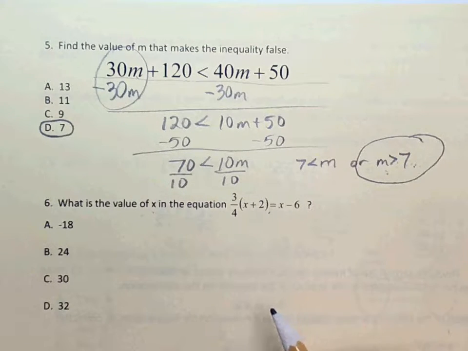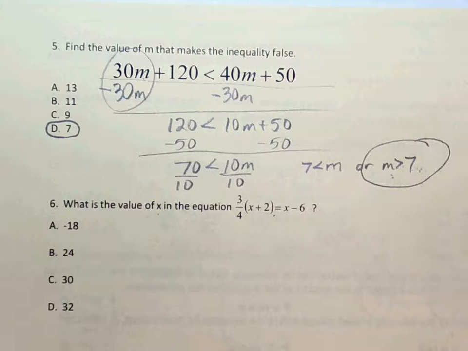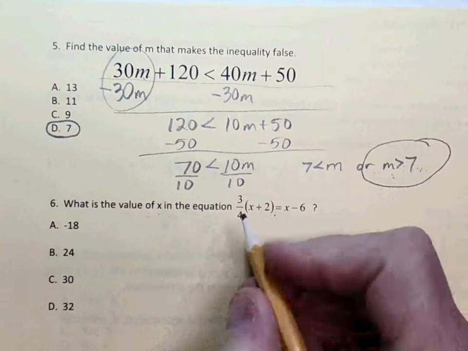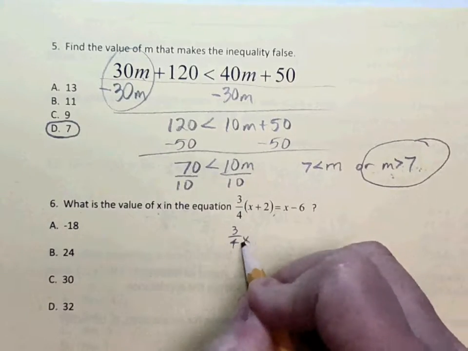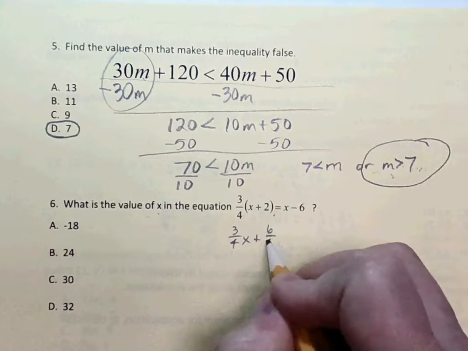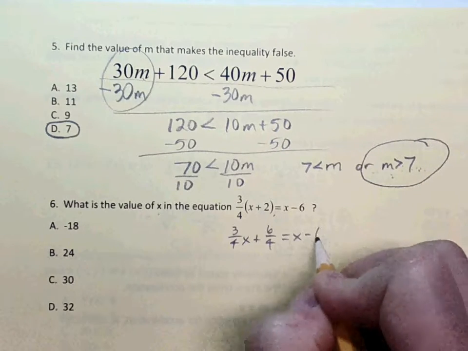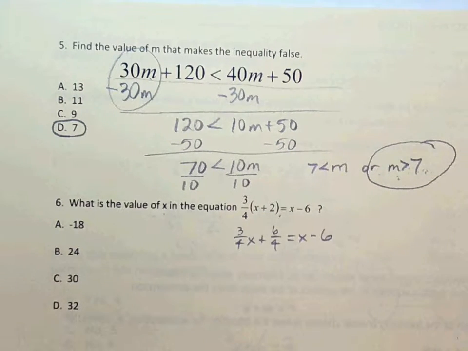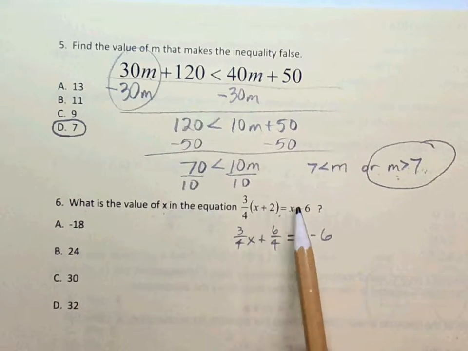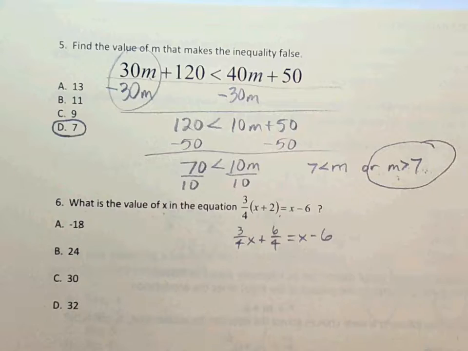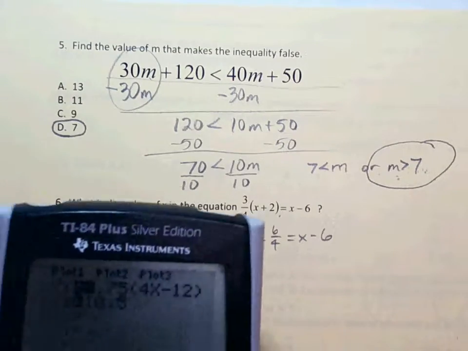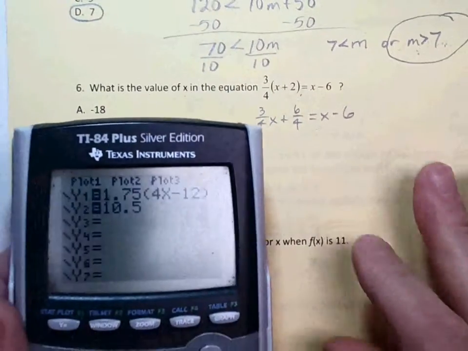Okay? So we can go through, we can either put in our calculator, we can use that technique, we can distribute and solve it. 3/4 x plus 6/4 is equal to x minus 6. We can do that. If all else fails, we're just going to take numbers and plug it in twice and see which one makes it true. So as we continue on, this has fractions, so maybe we want to try the old calculator technique again on this one.